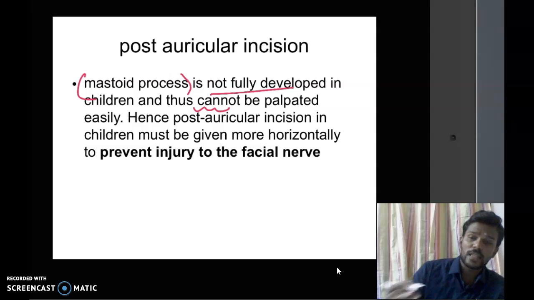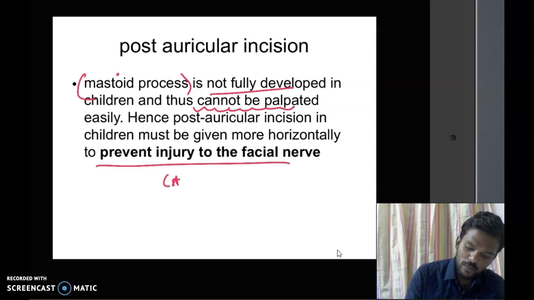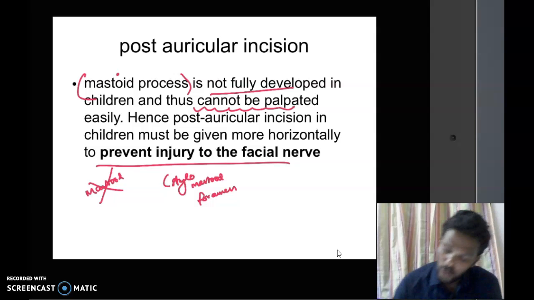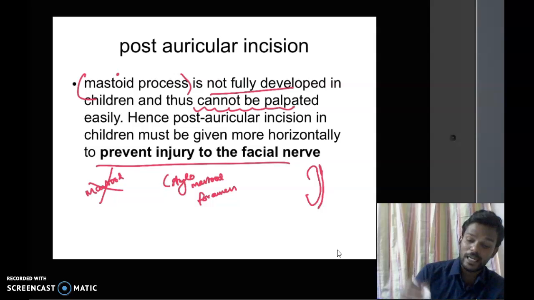Again, in the adult, the facial nerve exits the ear from the stylomastoid foramen. But if the mastoid process is not there, the facial nerve will be very close to the incision we are making. So that's why in a normal adult we give a post-auricular modified Wilde's incision. But in a child undergoing cortical mastoidectomy, the post-auricular incision must be given more horizontally. That is the surgical importance of mastoid process development.